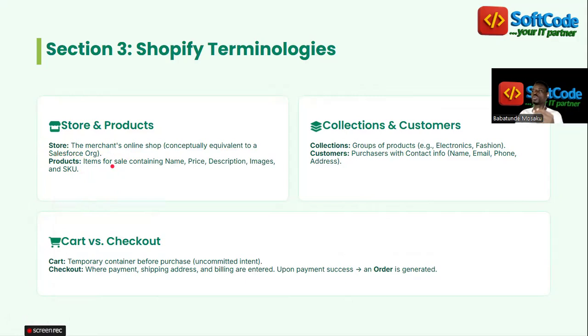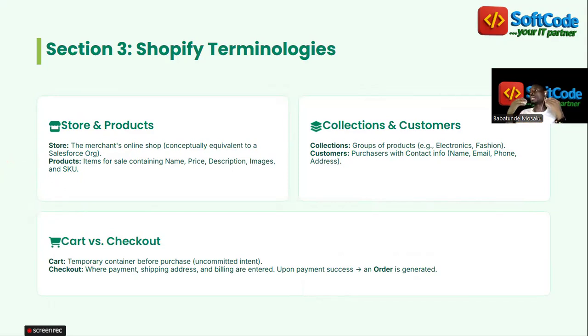Of course, in Salesforce we also have products. A product contains a name, price, description, and the image of the product, if you have it. And then the stock keeping unit. A stock keeping unit, SKU, is more or less like an ID for each and every product. We also make use of SKU in Salesforce as well.